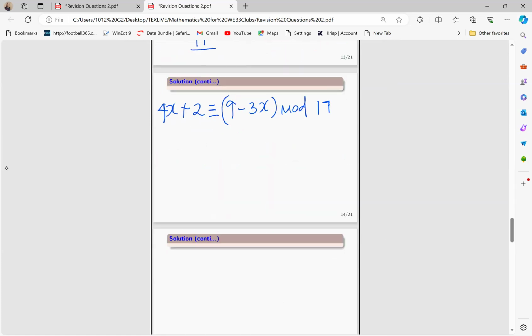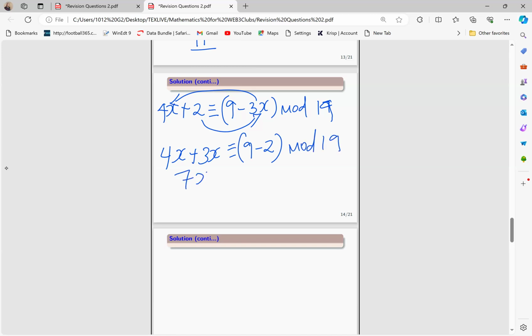So we first collect like terms together, mod 19. We bring this to this side, this to this side. So this is 4x plus 3x is congruent to 9 minus 2 mod 19. So it becomes 7x is congruent to 7 mod 19.